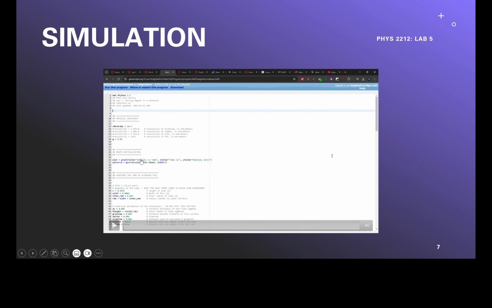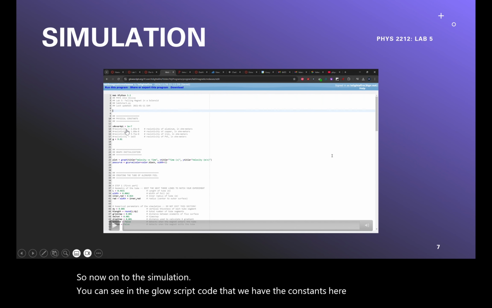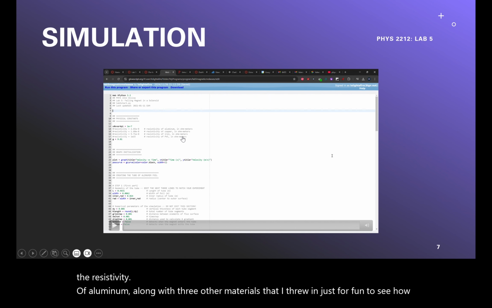So now onto the simulation. You can see in the GlowScript code that we have the constants here. We also have the resistivity of aluminum along with 3 other materials that I threw in just for fun to see how that might affect the simulation.